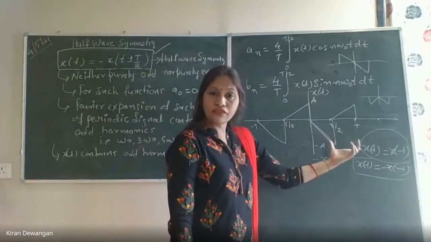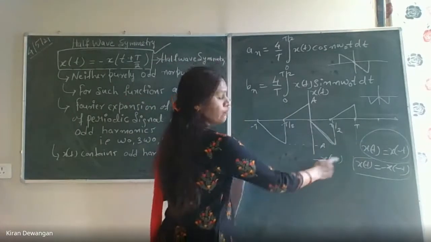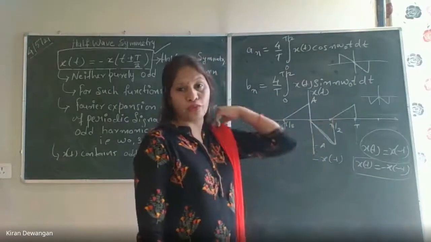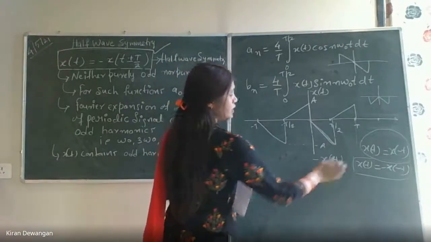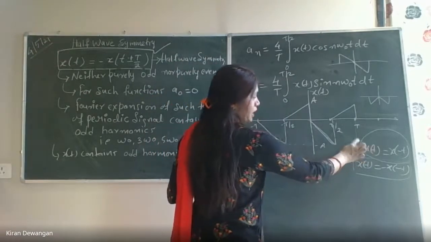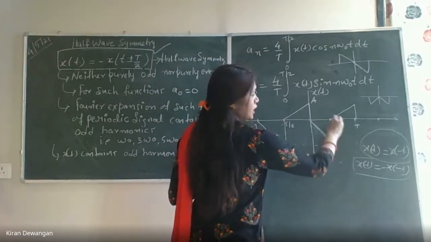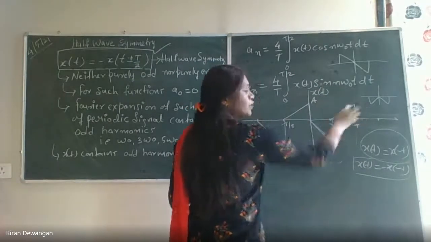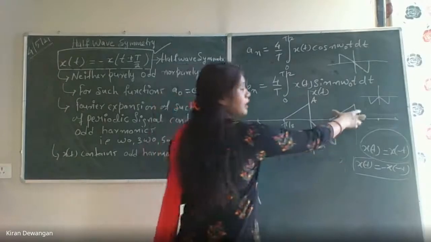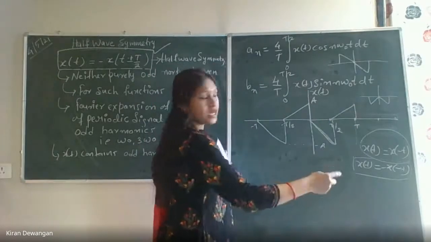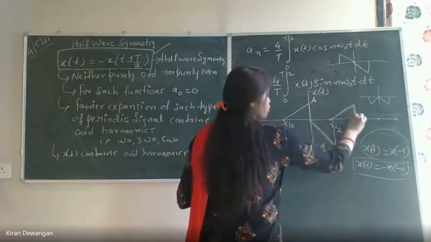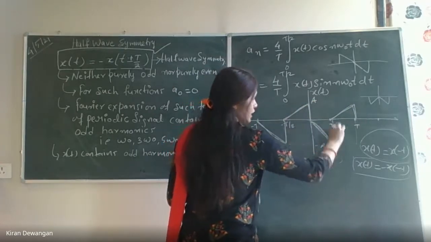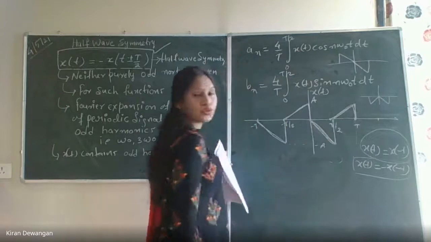So that is what it is saying. The x of t is the minus of x of t plus minus t by 2. It means the amplitude will be opposite. Clear? So if I am taking x of t plus t by 2, it will be on this side, and minus will take it upside, and that is what I am getting here. So this is the x of t. This is my x of t. This is the actual x of t.